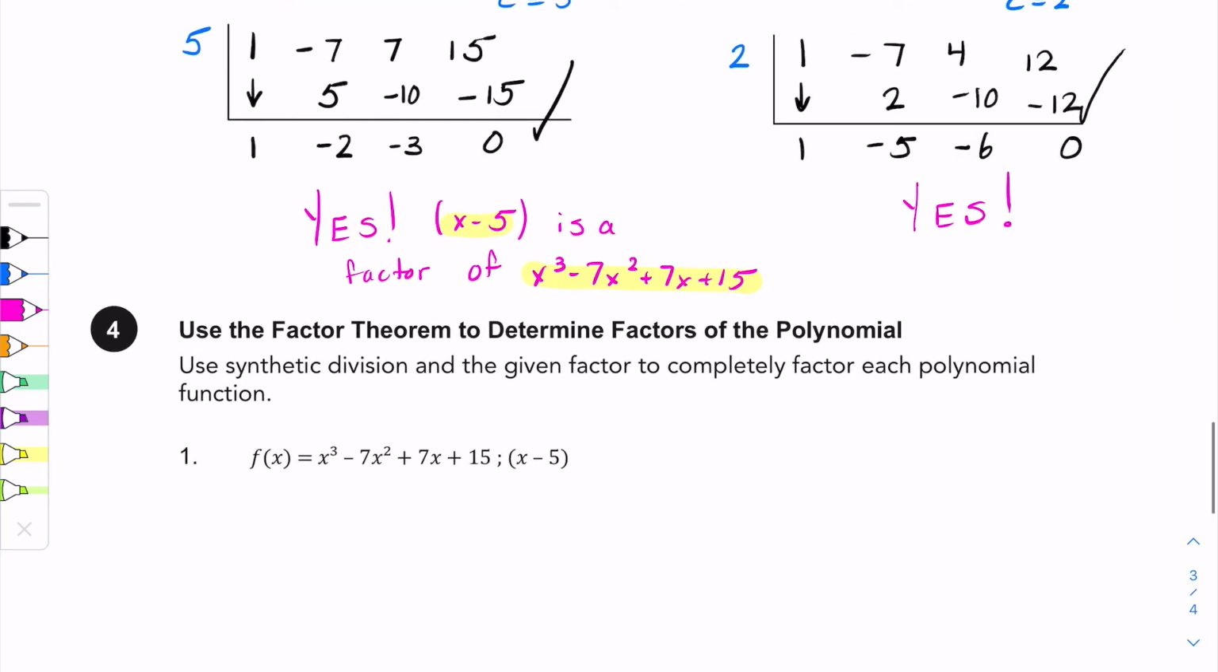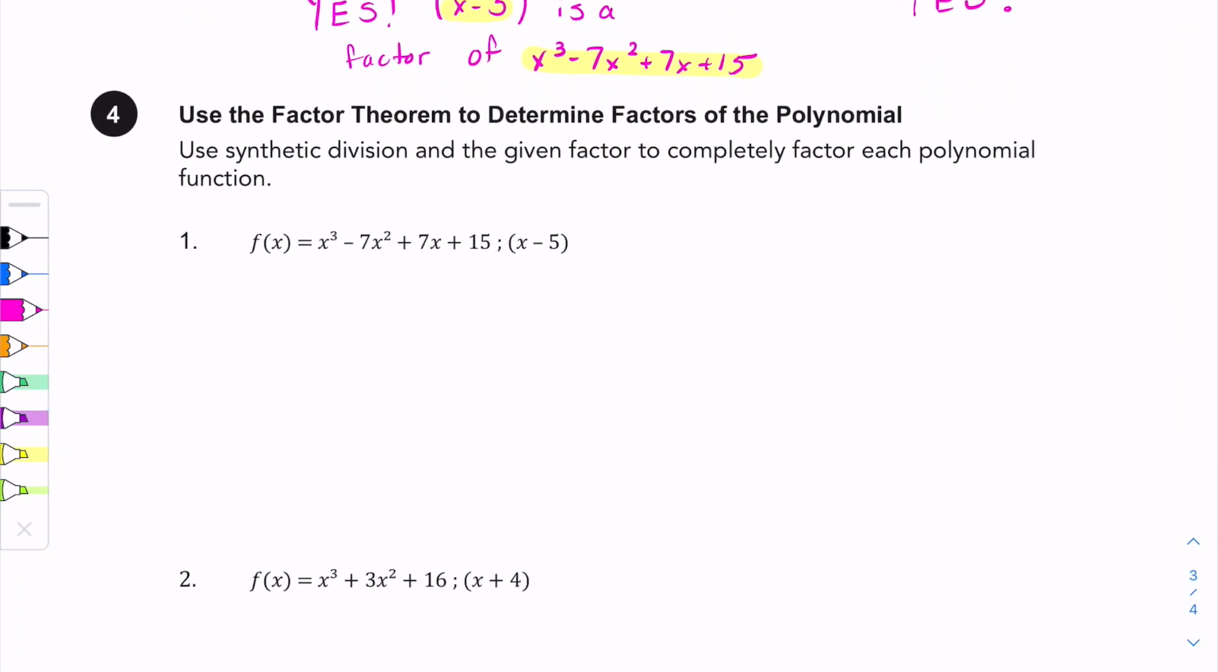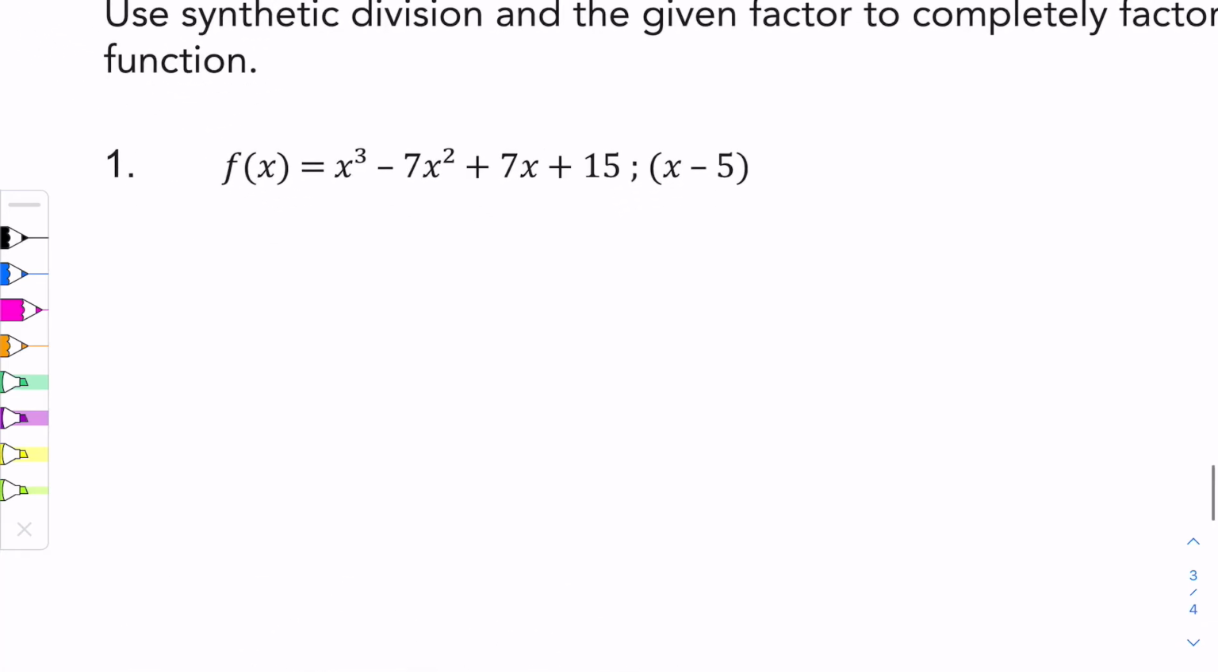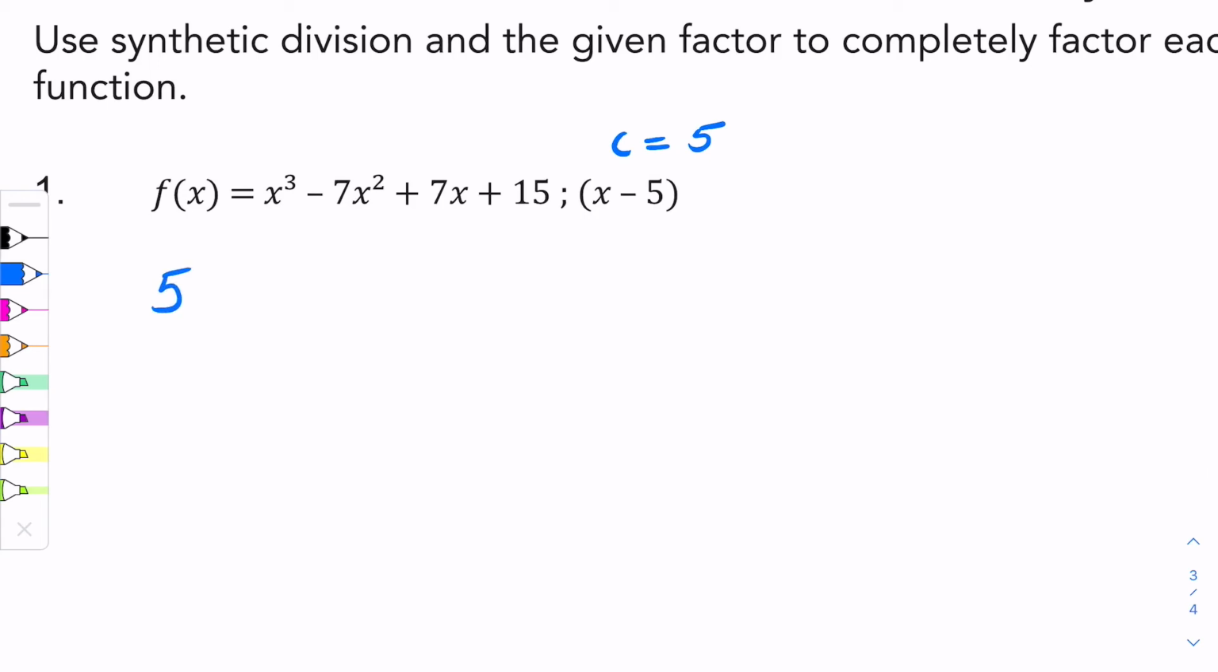And lastly, the fourth example set here says to use the factor theorem and determine the factors of the polynomial. So this is just like that first one. Now we're using synthetic division. We have to completely factor the entire expression here. Using synthetic division for the first one, our synthetic divisor is 5. 5 goes outside.